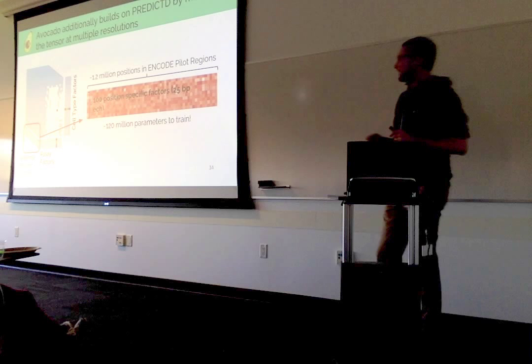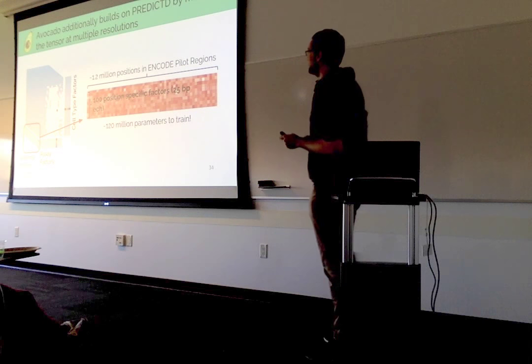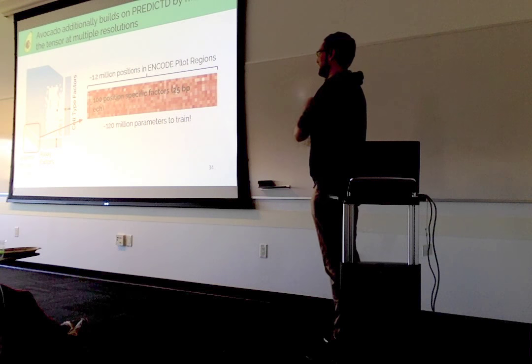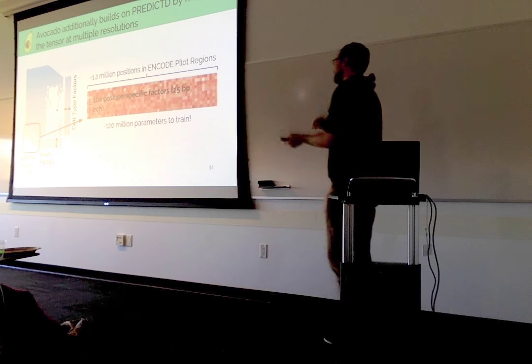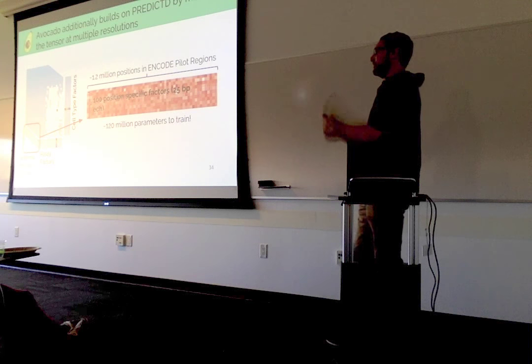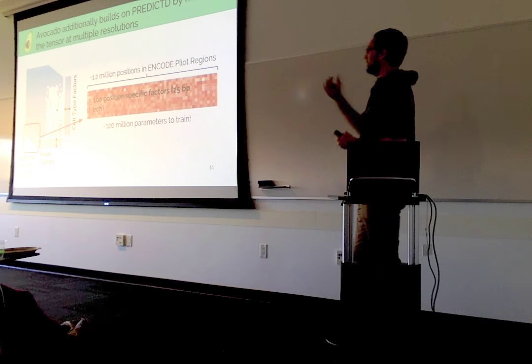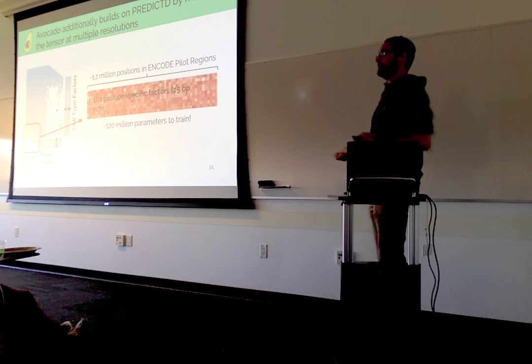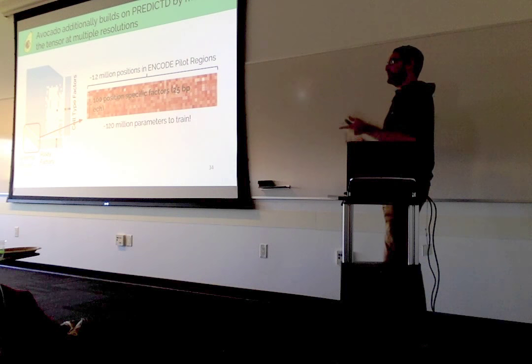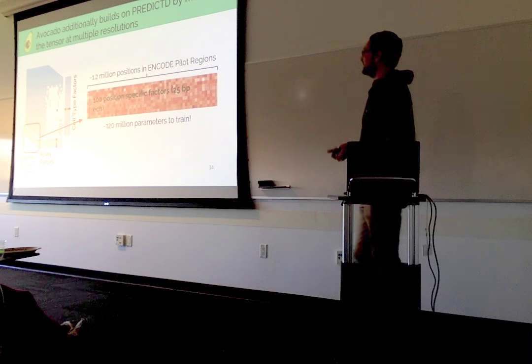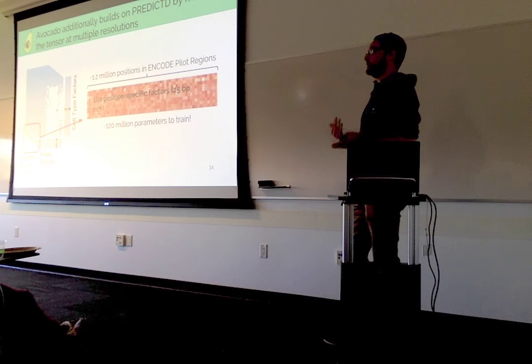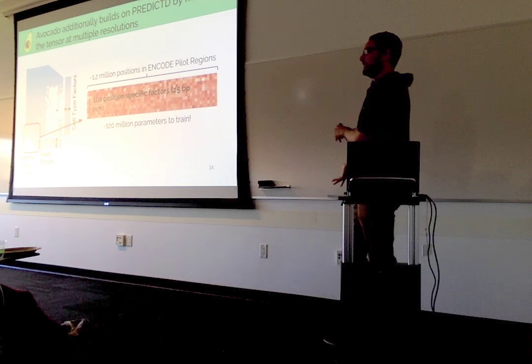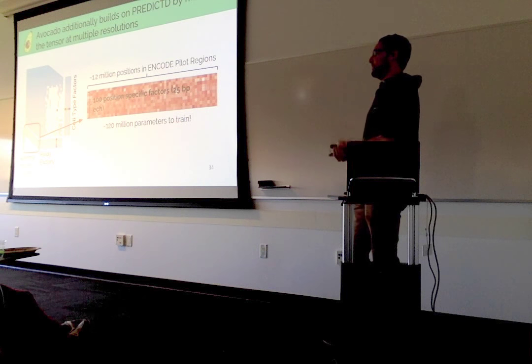The second way that we build upon this is by considering the genome position again, and trying to constrain the number of factors that we learn. If we have 1.2 million positions in just the ENCODE pilot regions, which are a few chunks of the genome that were initially studied by the ENCODE project, then that's going to end up being 120 million parameters if we learn 100 position-specific factors, which was what was set up in PREDICTD. That's a lot of parameters to learn.